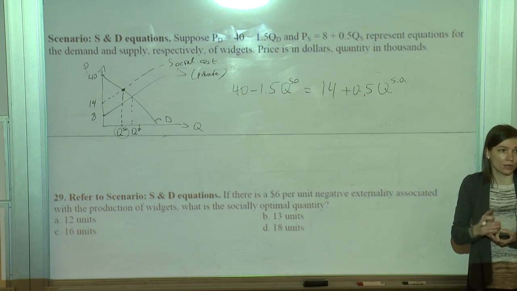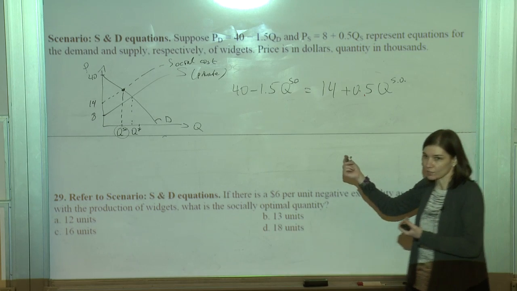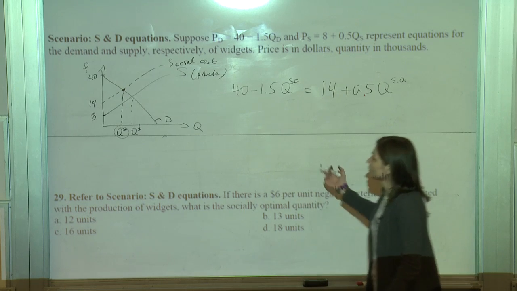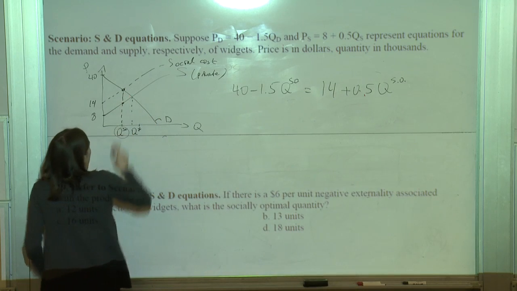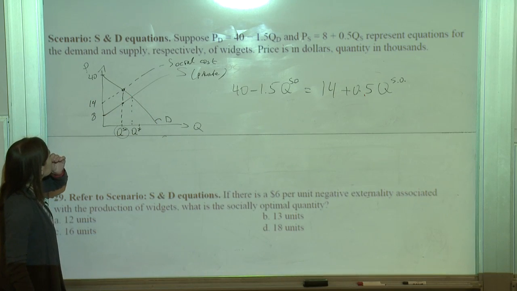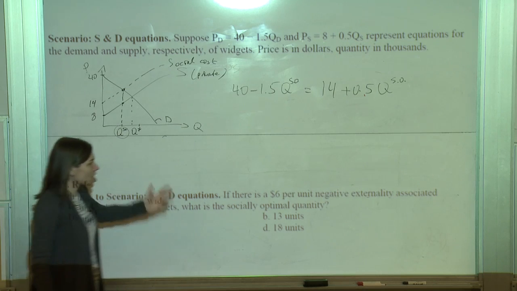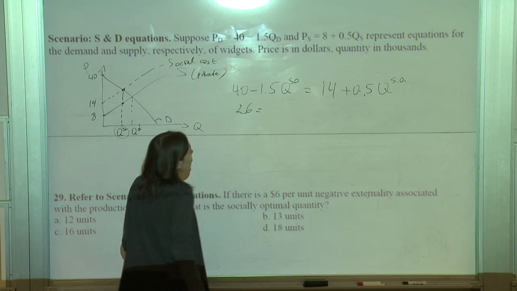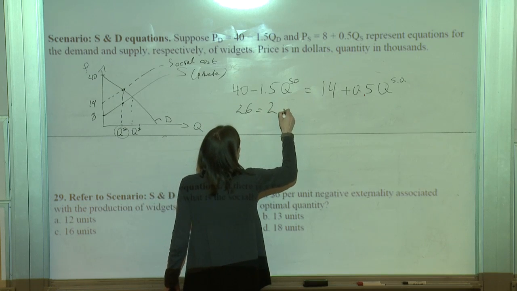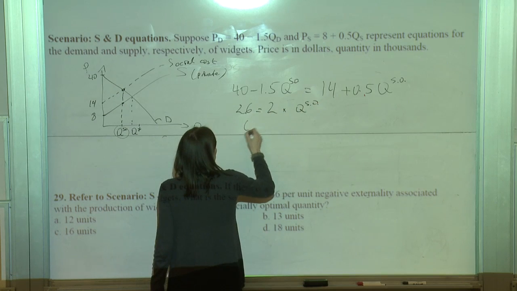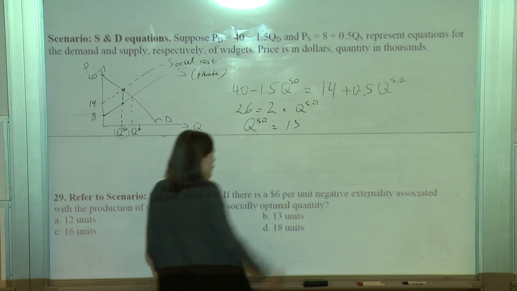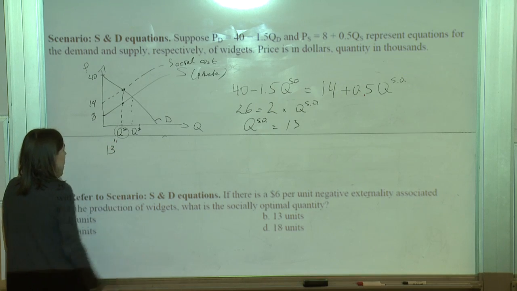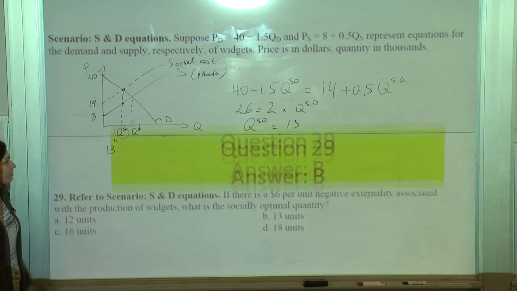So we're just setting the two curves equal to each other, but the correct curve in this case, which is $6 higher, shifted by $6. Or you can do the difference. So we also know that the difference between the supply curves is going to be 6. But either way works. So what do we have here? 26 equals 2. So the socially optimum quantity is 13. Agreed? So we know this here is 13. And that's answer B.